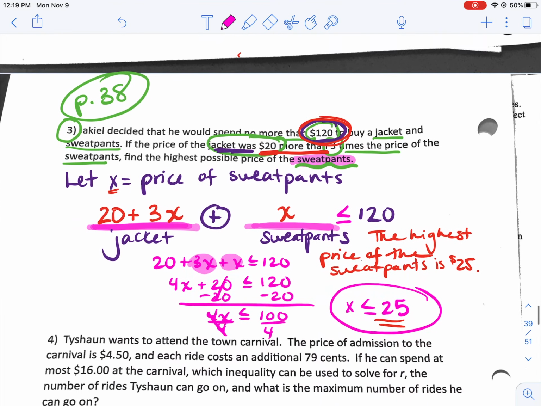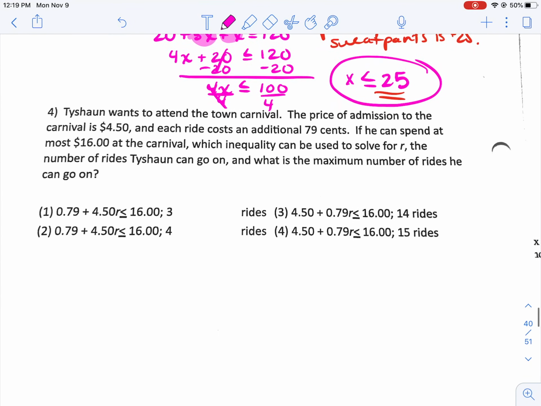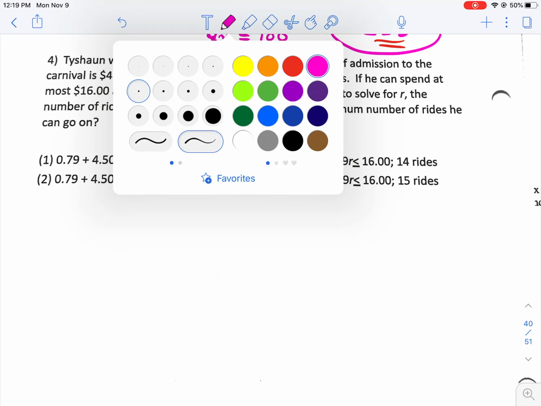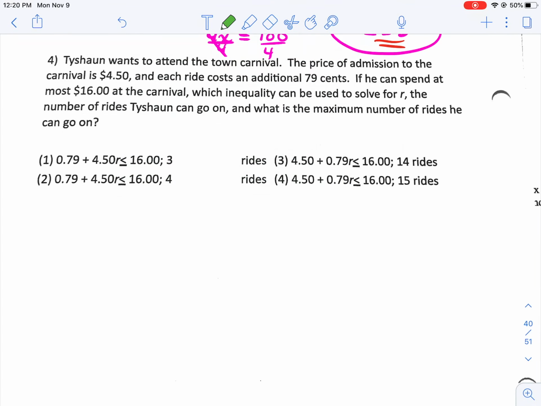Okay, and then we already did question 3 yesterday, so let's just go through and do one last one. I'm on number 4, page 38. Tyshawn wants to attend the town carnival. The price of admission to the carnival is $4.50, and the cost of each ride is an additional 79 cents. If he can spend at most $16 at the carnival, which inequality can be used to solve for R, the number of rides Tyshawn can go on, and what's the maximum number of rides he can go on.